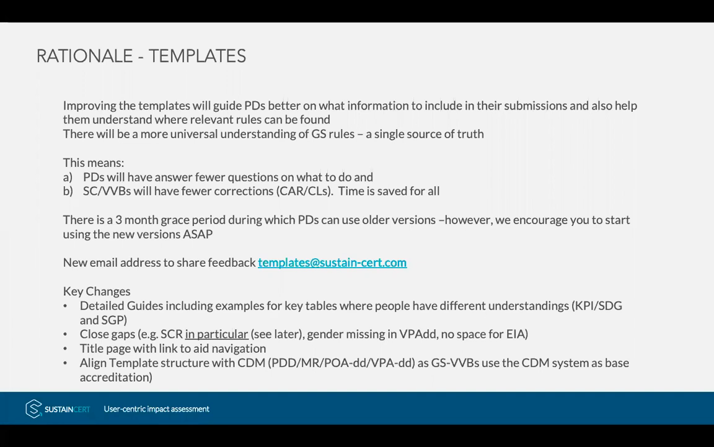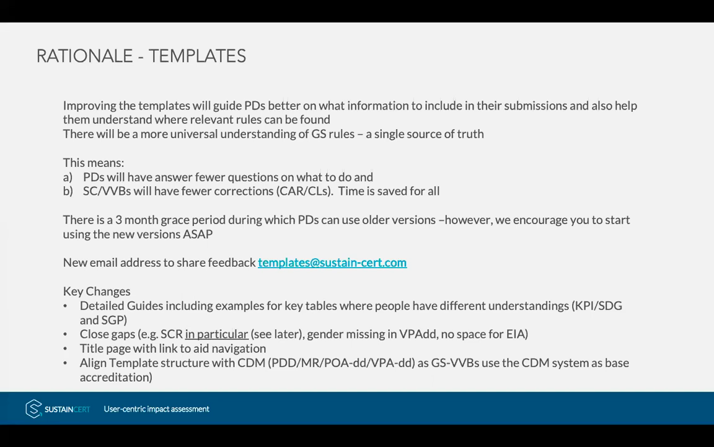So one of the areas where we've seen this happen a lot is in the key project information, so the summary box at the start of each template, and SDG demonstrations, and also the safeguarding principles assessment. So we hope with these detailed guides to align people's thinking.